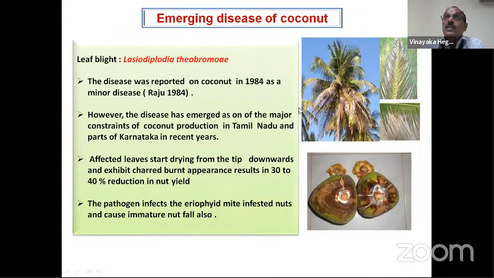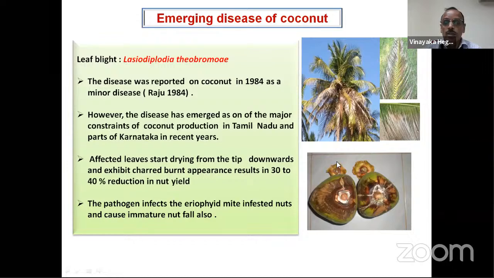Then another important fungal disease, as I have told, is Lasiodiplodia theobromae, a fungus which causes leaf blight. This type of blight is mainly seen in Tamil Nadu, Karnataka, even Kerala, though not so severe. In Tamil Nadu, Andhra and Karnataka, in certain locations, a very severe incidence of this type of blight will be there. As you can see, the blight starts from the tip of the leaf and the whole leaves look completely burnt. This was reported in 1984, but in recent years, probably due to change in climate or temperature, this fungus's incidence has increased, and the affected leaf starts drying from the tip downwards. This is the typical symptom. Sometimes even the nuts get infected and fall.